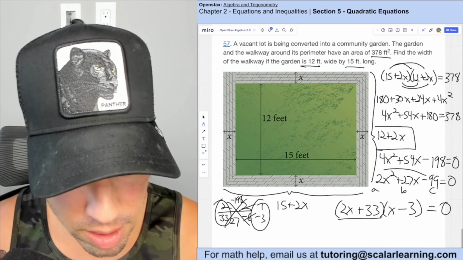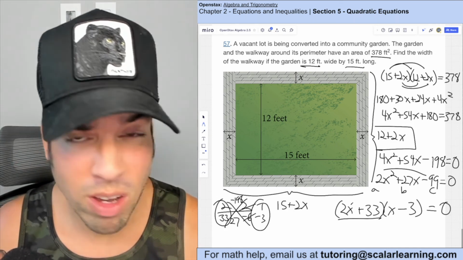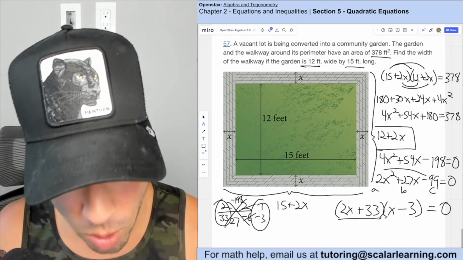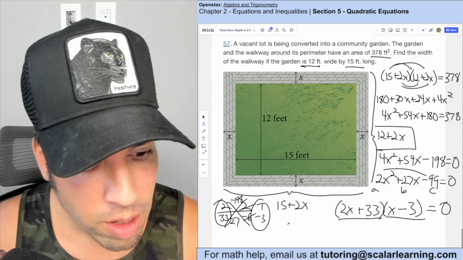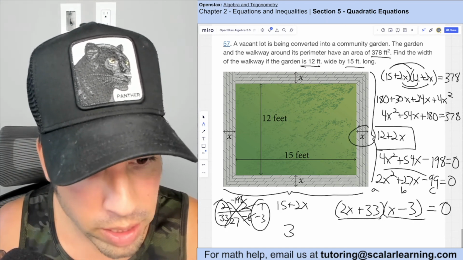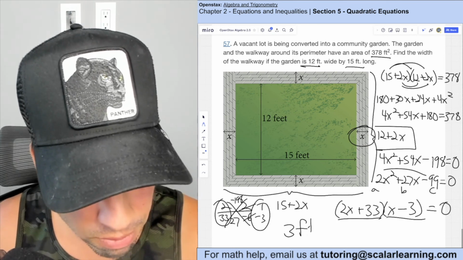What's going to send this to 0? It's going to be a negative number, so I don't care because we can't have negative length or width. But this one's going to be positive. What sends that to 0? 3, which means the width of this walkway is 3 feet.